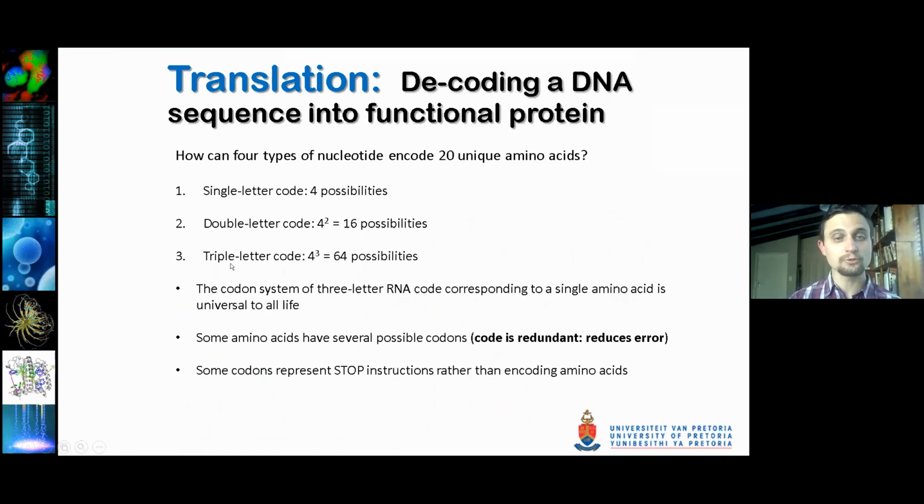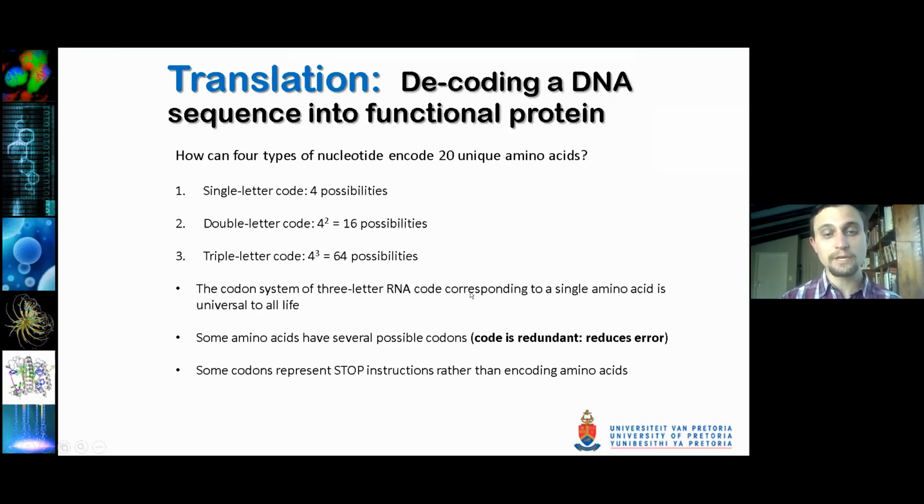If you use a triplet, so 3 nucleotides at a time, you have 64 possibilities. This is exactly how it works. It's called the codon system, which is a 3-letter RNA code that corresponds to a single amino acid. This is the universal code for life. And there are many more than 20.